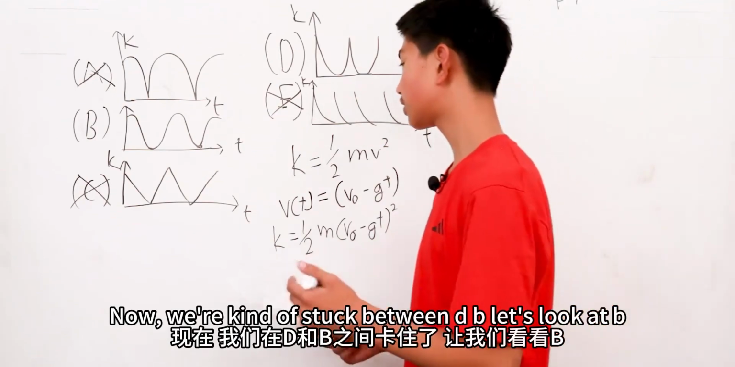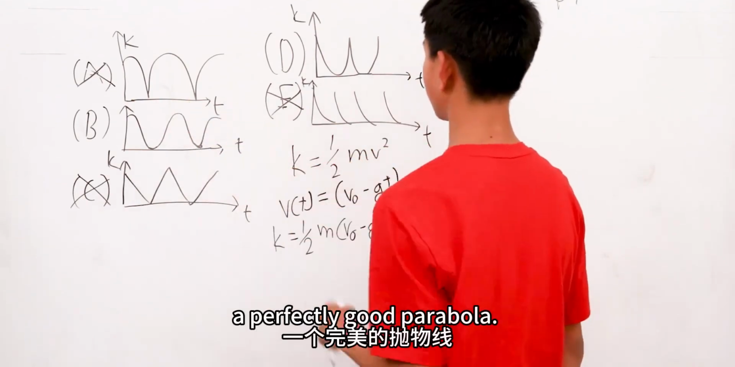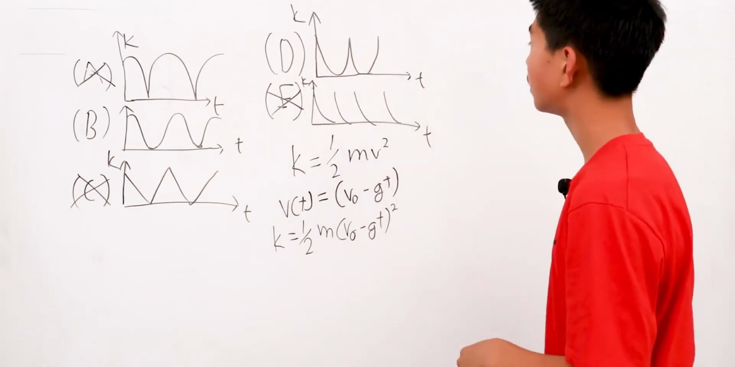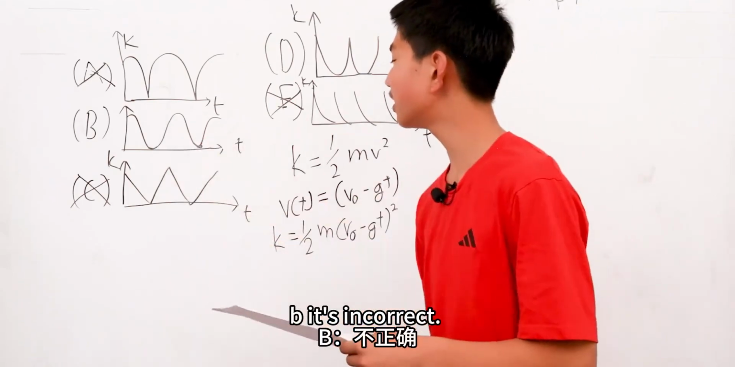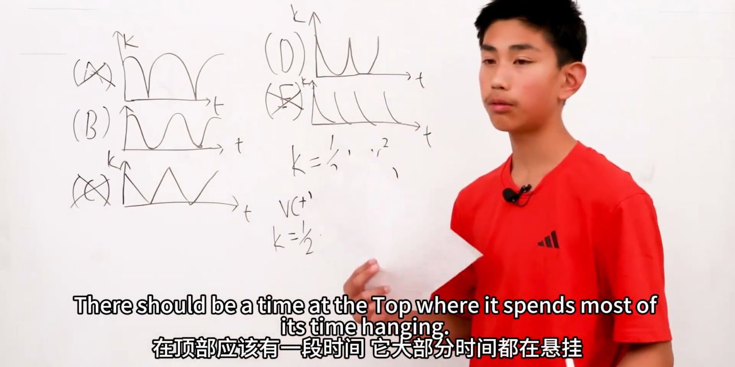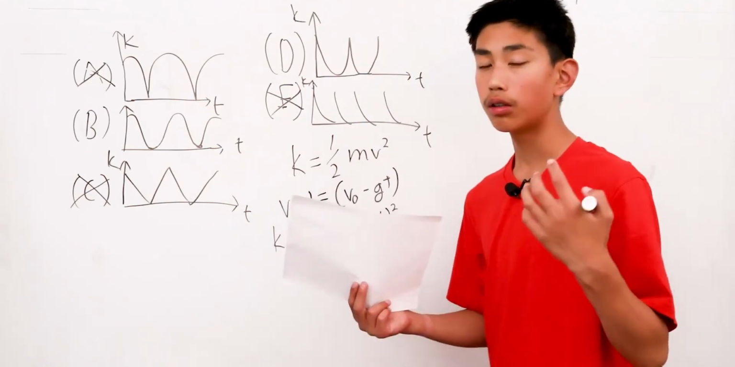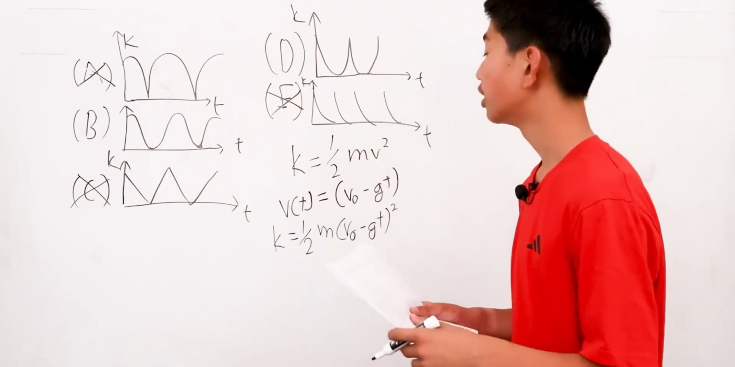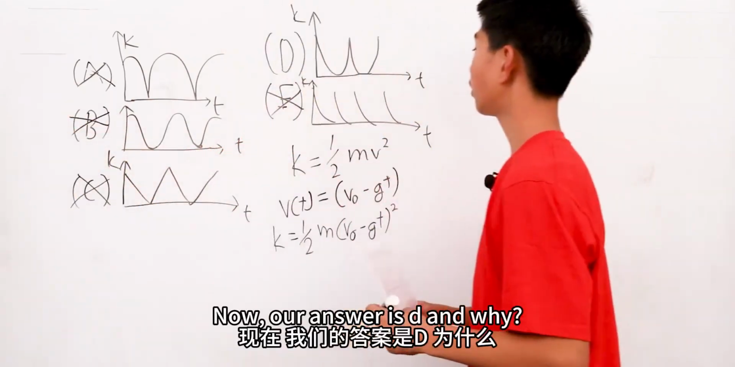Let's look at B. This is a perfectly good parabola. Well, this is kind of curved at the top. So, basically, B is incorrect. It's a parabola, and there should be a time at the top where it spends most of its time hanging. Kinetic energy decreases to 0, and then there's a point where the kinetic energy is equal to 0 and then starts to increase. So that goes for a point, not just a curved line. That's incorrect.